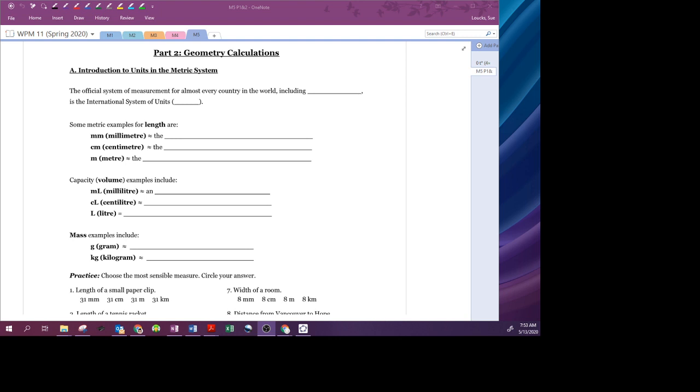The official system of measurement for almost every country in the world, including Canada, is called the International System of Units, or SI, but it's more commonly known as the metric system.